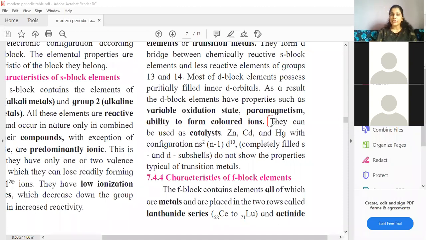One more important point, you can note this down. They can be used as catalysts. Mostly D block elements are used as catalysts. And this last point is very important, students. Last point, you can mark it and put a star mark on it. Just a minute.